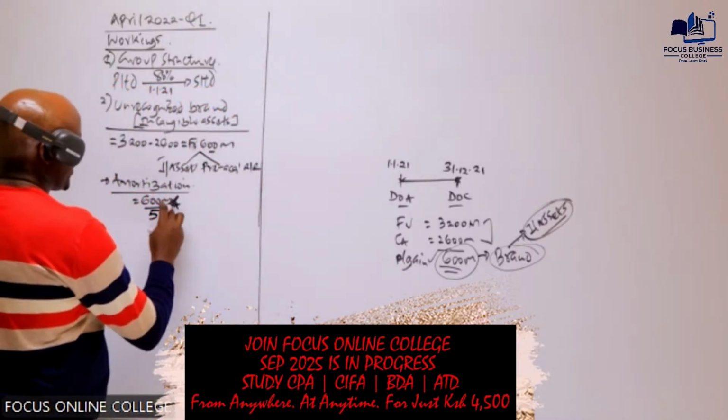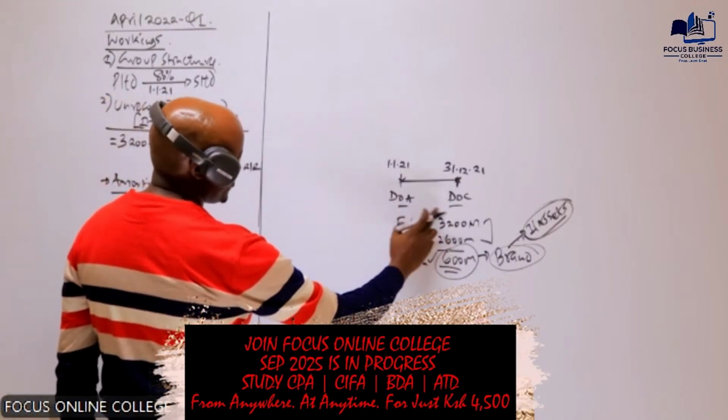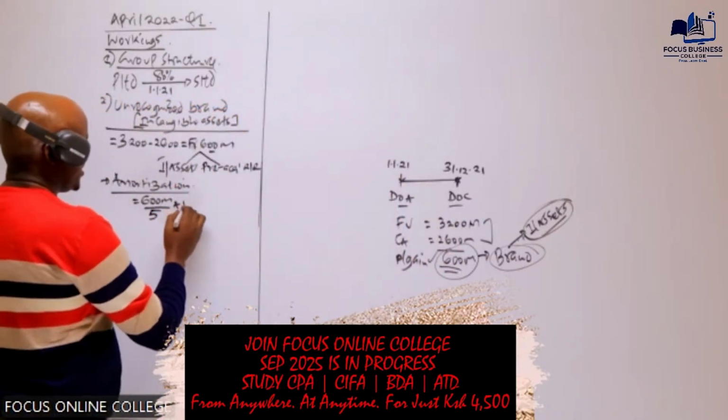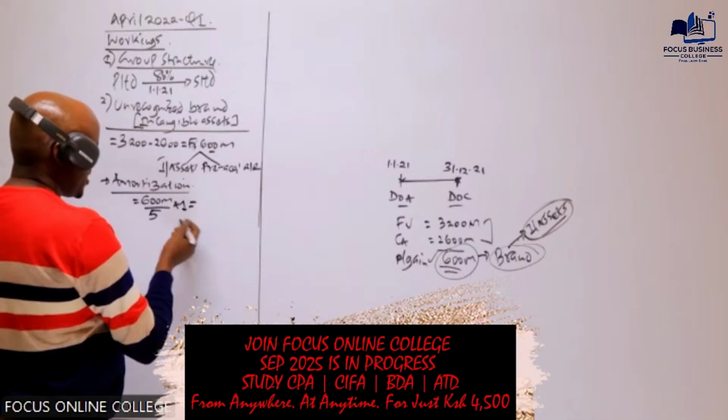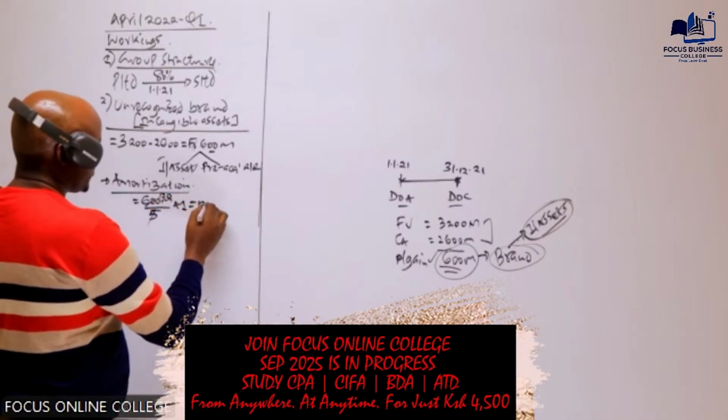And then we multiply that by the proportion of time. The proportion of time is the time between these two dates. In this case, we have 1 year, so we are interested in amortization for just 1 year. So this will give us what? This will give us 120 million.